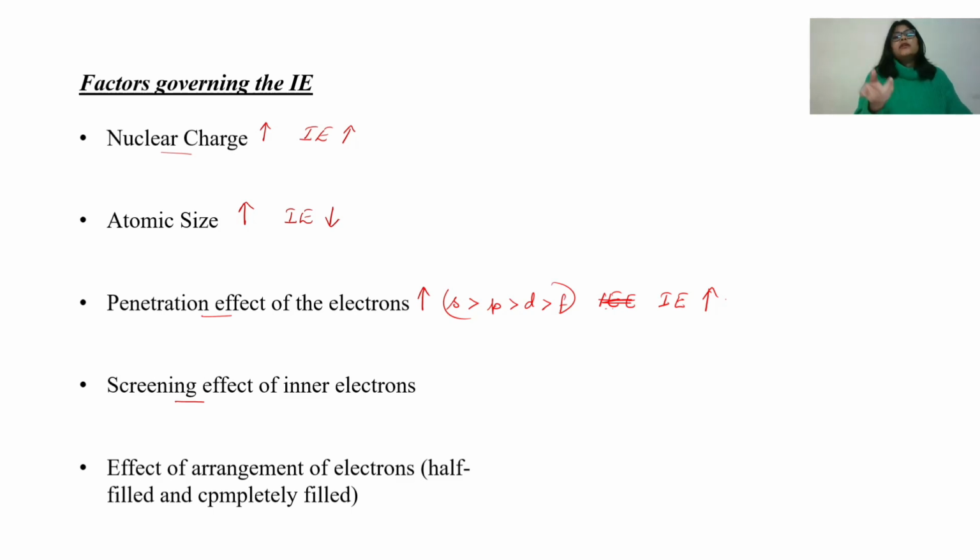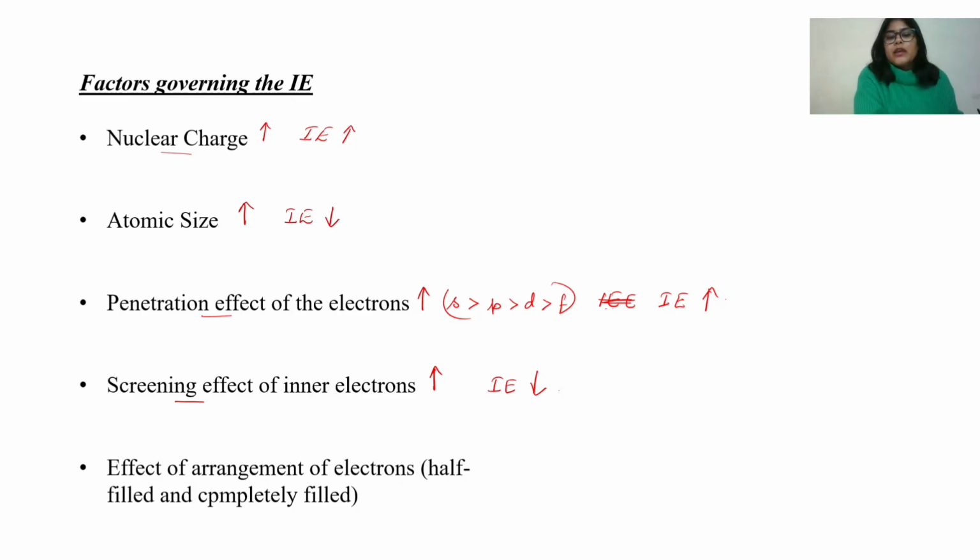So if the overall attraction felt by the valence electron decreases, automatically it will be easier to remove, right? Means lesser energy would be required to remove that electron. So if the screening effect of the inner electron increases, the ionization enthalpy would decrease. Then finally, the last factor is effect of arrangement of electrons.